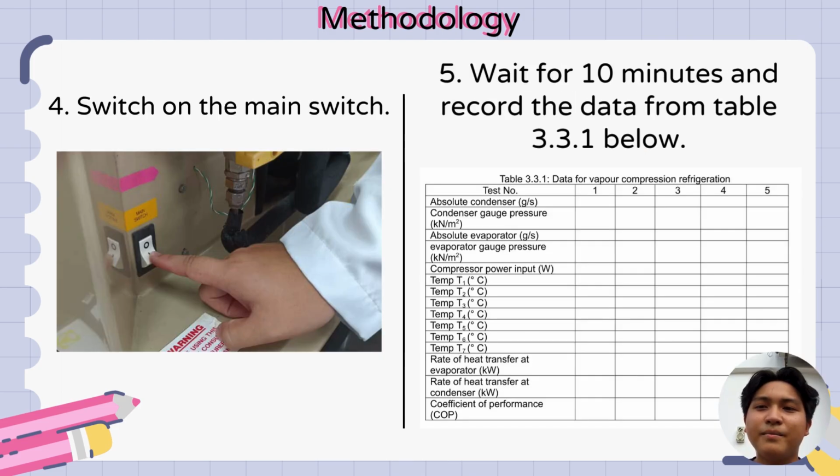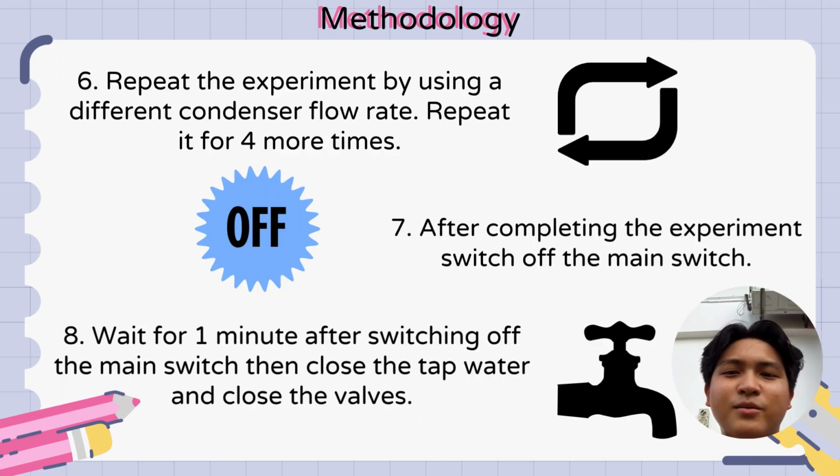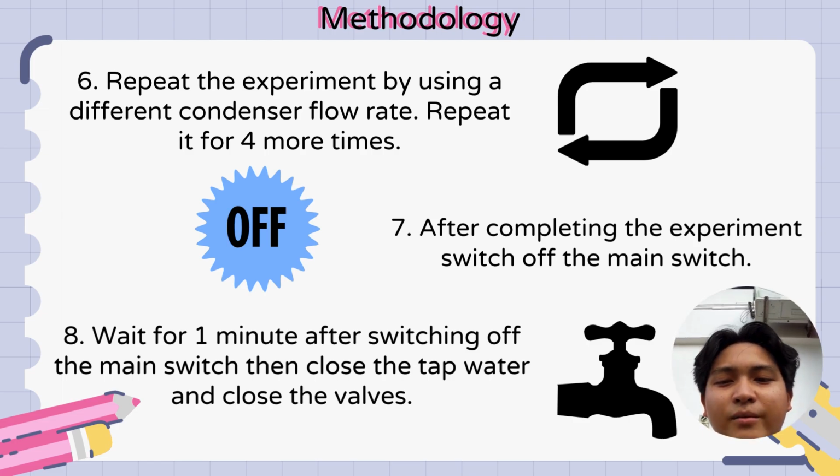For the fourth step, after doing all the steps before, we switch on the main switch. And for the fifth step, we wait for 10 minutes and record all the data in table 3.3.1. For step 6, we repeat the experiment using a different condenser flow rate, repeating it 4 more times. Then after completing the experiment, we switch off the main switch and wait for 1 minute, then close the tap water and close the valve that we opened before.